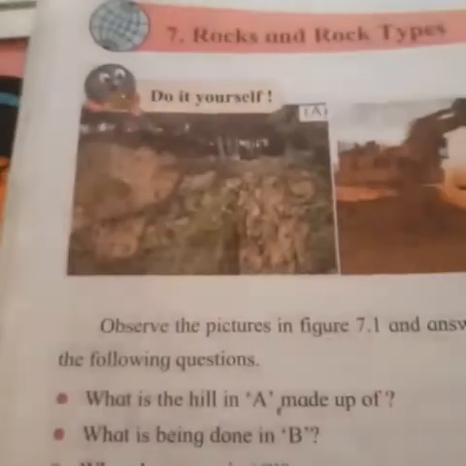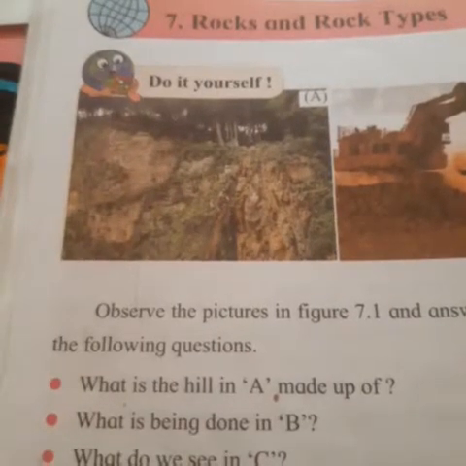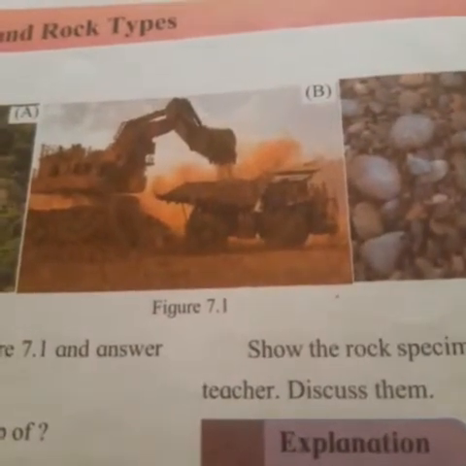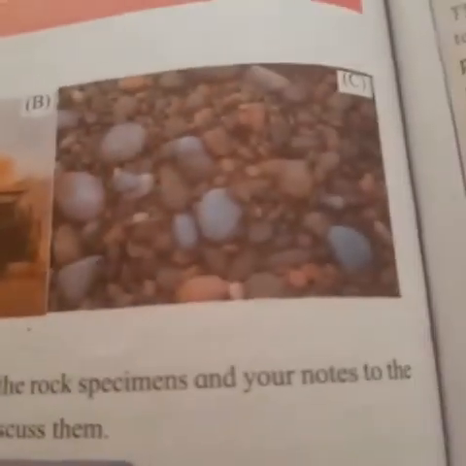Observe the pictures in figure 7.1 and answer the following questions. What is the hill in A made up of? Now this is A, this is the hills. It's made up of all different kinds of rocks mixed. Then what is being done in B? Now as you all know, this one. Then what do you see in C? This is all different kinds of rocks. Is there any relationship between the three things shown above? Yes. For what purpose do we use the things shown in A and C?